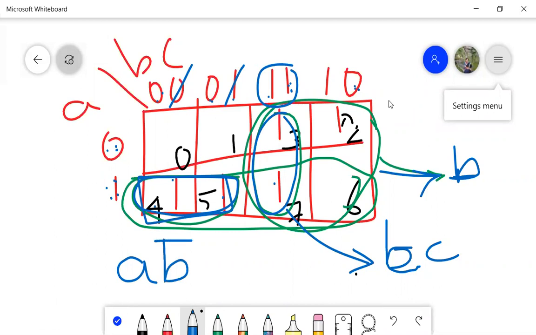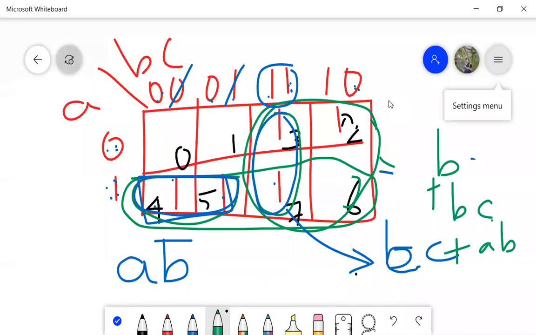Now what is the solution for this? The final solution is B plus BC plus AB bar. So this is the final solution for our K-map which we have solved.